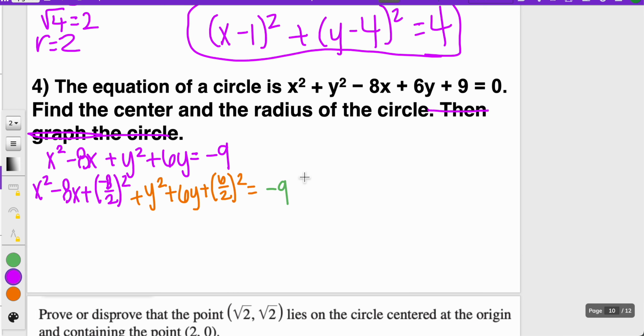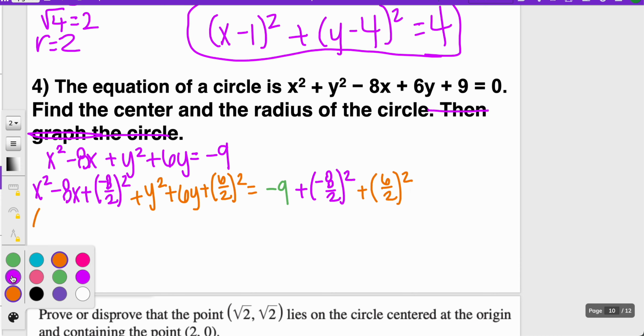So you can see that I'm going to also add what I added to my x's, negative 8 over 2 squared, and my oranges to add what I did to my y's, 6 over 2 squared. Okay? Next up, we're going to see what happens here when I complete this square.